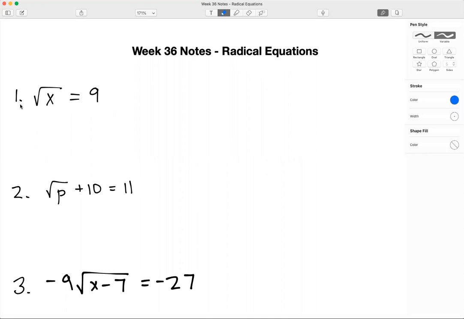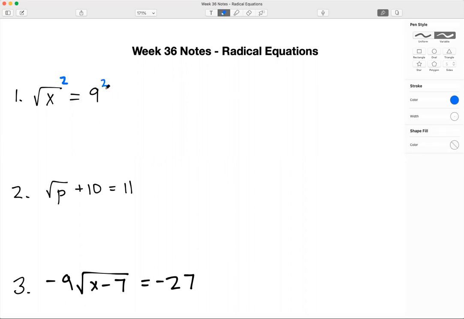So for example, in number 1, square root of x equals 9. Okay, that doesn't mean x equals 9. It's the square root of x equals 9. So what do you do in this case? Well, how do we cancel out the square root symbol? We square. So if we square one side, guess what? We got to square the other side too.